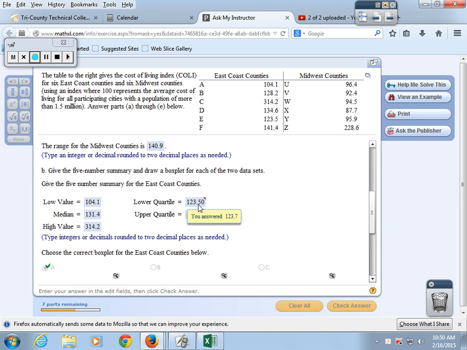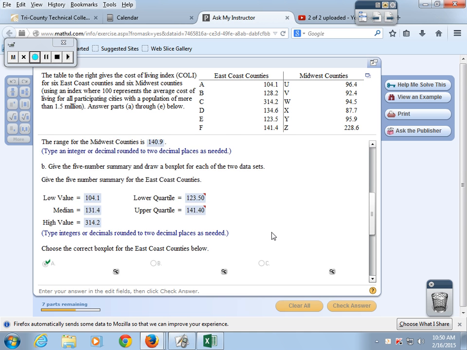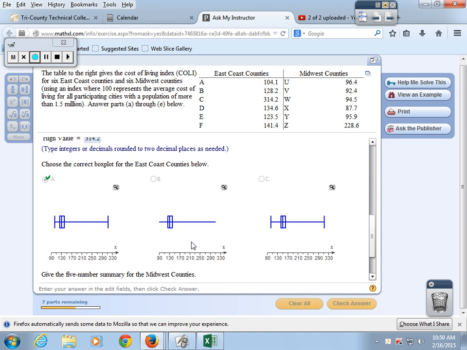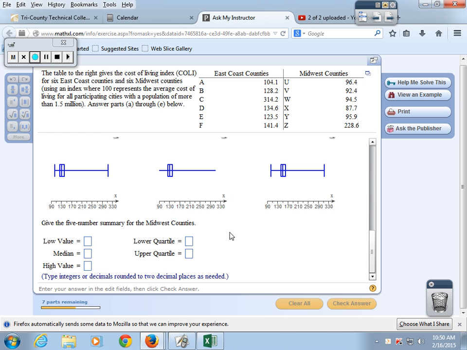Oh, the right answer is 123.5. I got the right answer. The right answer is 123.5. The little red thing says that whoever did this problem, they put in 123.7. I don't know how you got 123.7 because I couldn't get 123.7. You might have a number wrong in your data. Oh my God. You've got to be kidding me.